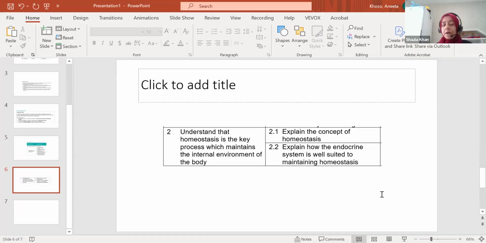The second part was to understand that homeostasis is the key process that maintains the internal environment of the body, where we went on to explain the concept of homeostasis, and we explained how the endocrine system is well suited to maintaining normal homeostasis. I'll stop sharing my slide here. Any questions?